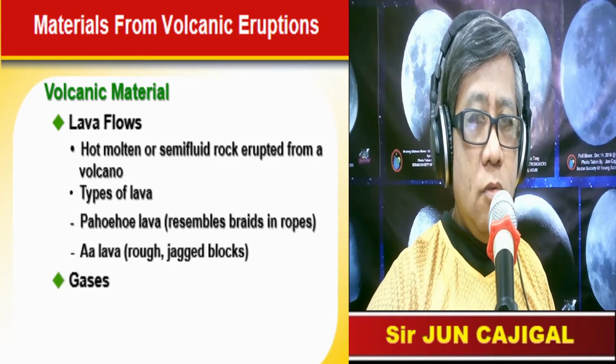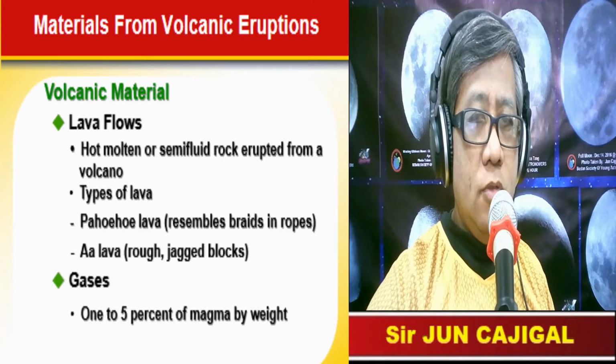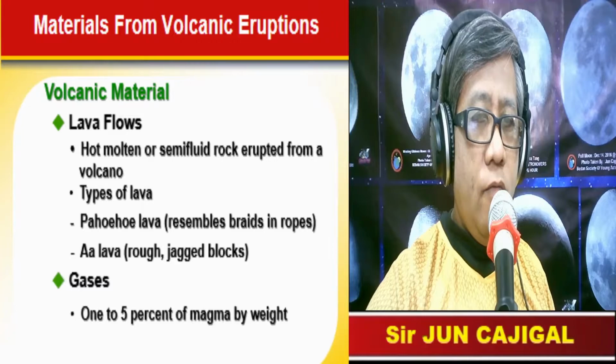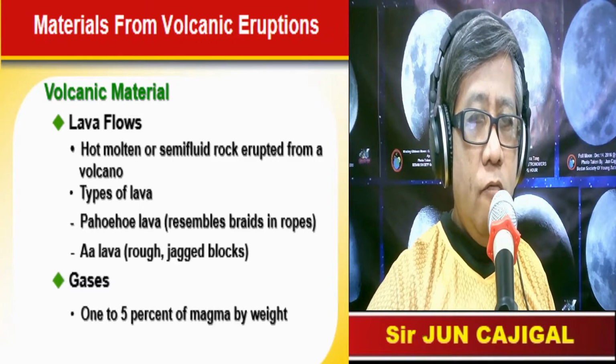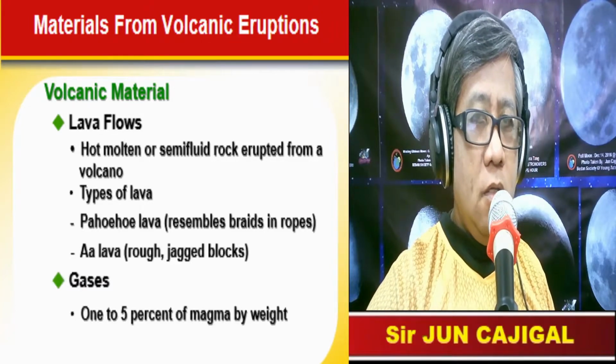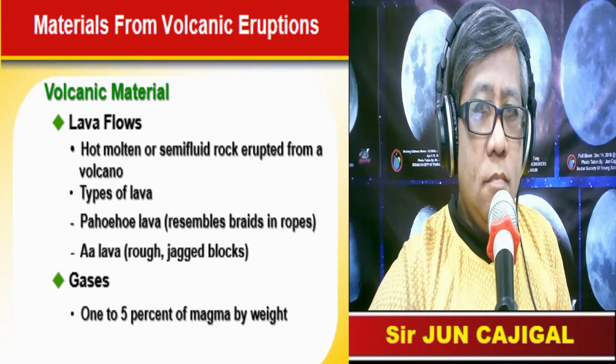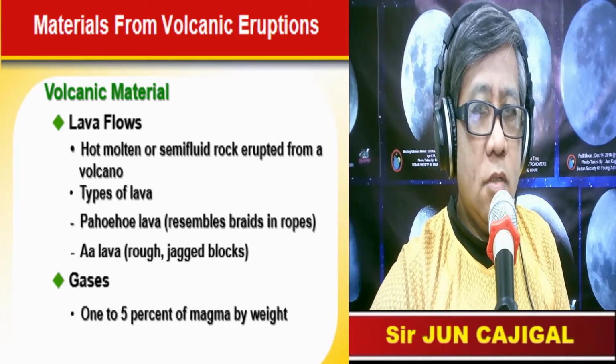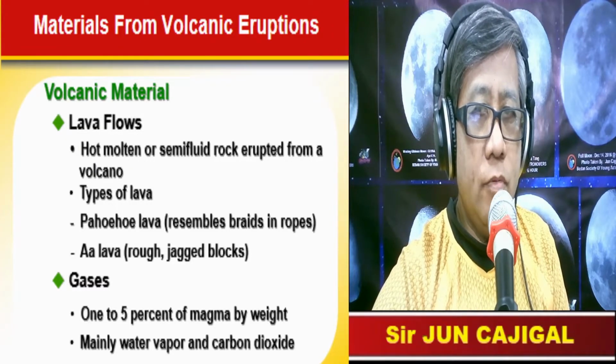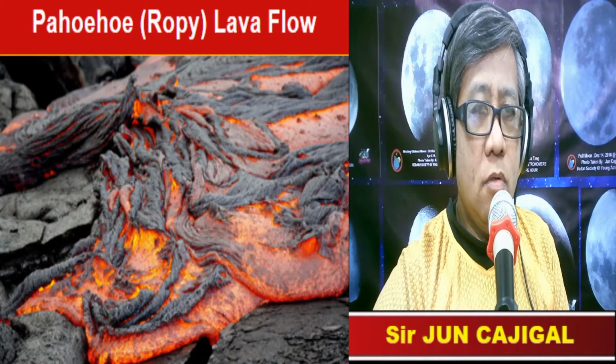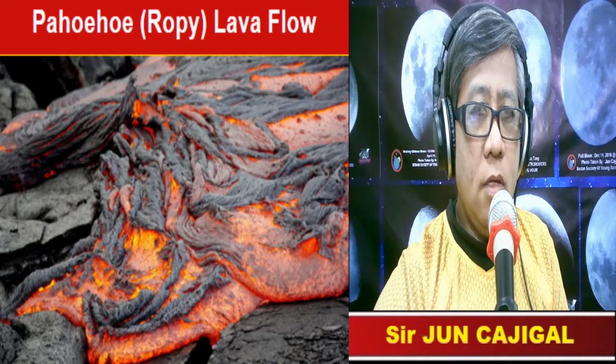And also, gases are ejected during volcanic eruptions. Only 1 to 5% of magma by weight are dissolved gases. Now, the gases that are ejected during volcanic eruptions are mainly water vapor and carbon dioxide with traces of sulfur dioxide. Okay, so here is a picture of pahoehoe or ropey lava.